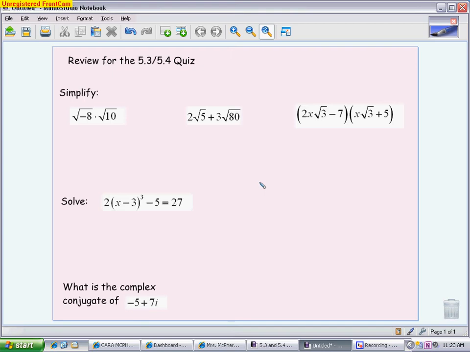So we're going to start off with some square root simplifying. We've got some multiplying, some adding, and foiling. We're going to get a solving one, and then we're going to talk just briefly about complex numbers because the majority of problems will be done on your calculator.